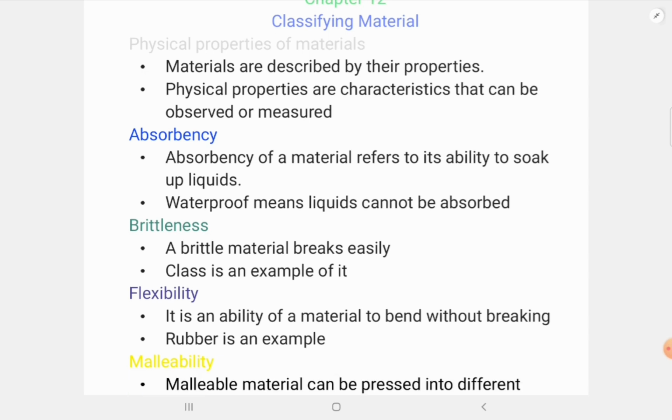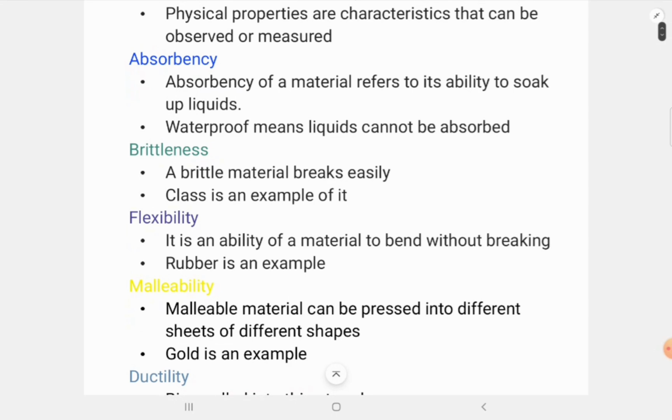Absorbency. The absorbency of a material refers to its ability to soak up liquids. A material is waterproof if it does not absorb liquids. If you want to make a raincoat, would you rather choose absorbent or waterproof material?